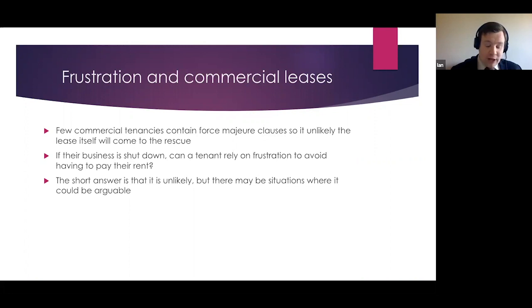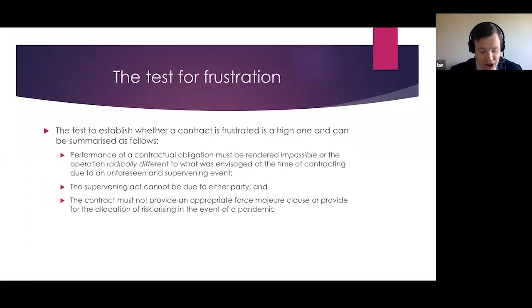So let's go right the way back to basics and remind ourselves of the test for frustration. Now, the test to establish whether a contract is frustrated is a very high one, and it can ultimately be summarized by three individual stages. The first being performance of a contractual obligation must be rendered impossible, or the operation radically different to what was envisioned at the time that the contract itself was formed, due to some form of unforeseen or supervening event.